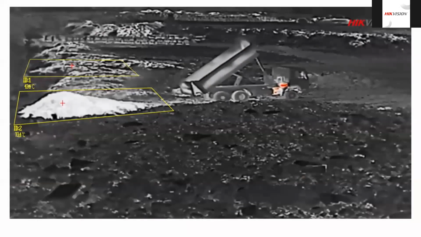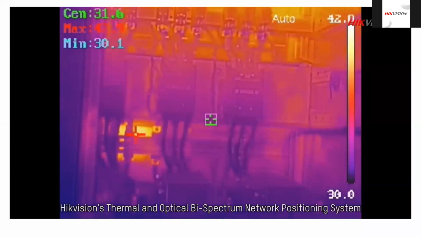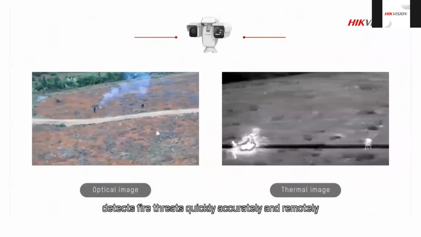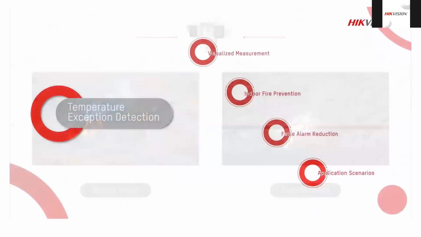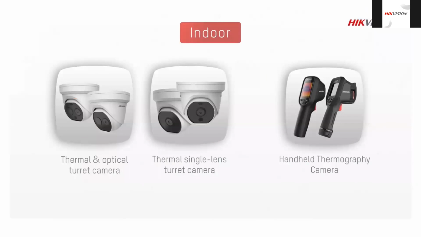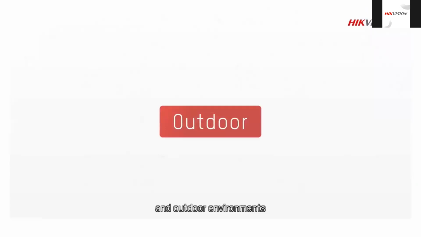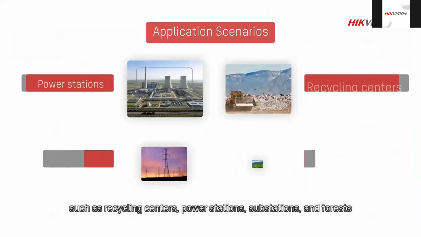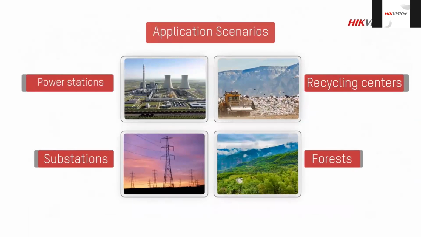Thermal imaging is more and more applied in daily inspections for fire prevention. Hikvision's thermal and optical bispectral network positioning system detects fire threats quickly, accurately, and remotely. They can be widely used in indoor environments, such as data centers and warehouses, and outdoor environments, such as recycling centers, power stations, substations, and forests.